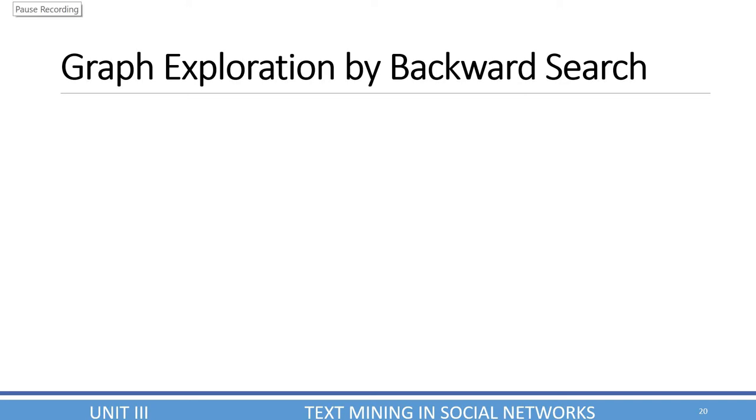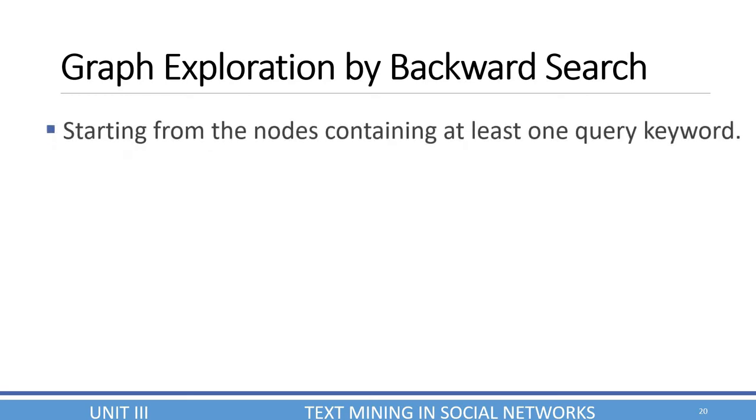Hello everyone. In the last video, you understood the working of the BANKS algorithm. The BANKS algorithm works on the principle of artificial intelligence, that is, it is a heuristic algorithm. It explores the graph in a backward direction. In the graph exploration by backward search, it starts from the nodes containing at least one query keyword.